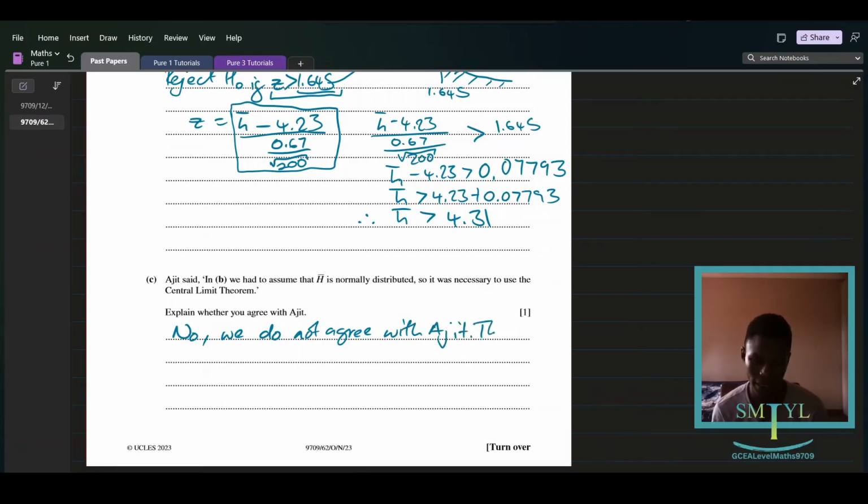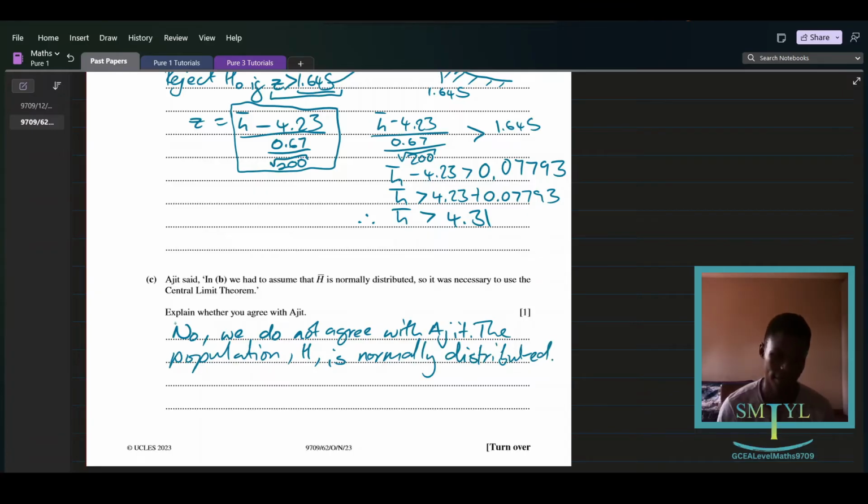The population H is normally distributed. And this would be our final answer.